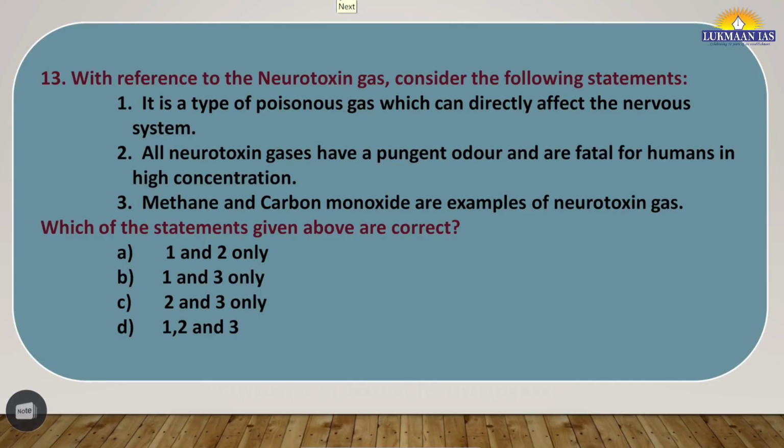Now, the 13th question, on neurotoxin. Recently in Punjab, there was a release of toxic gases from an industry which resulted in loss of life, deaths happened. Neurotoxin was released there, and that's why the question is asked. Okay, so let's try to find out the correct statement about this. What should be the answer?